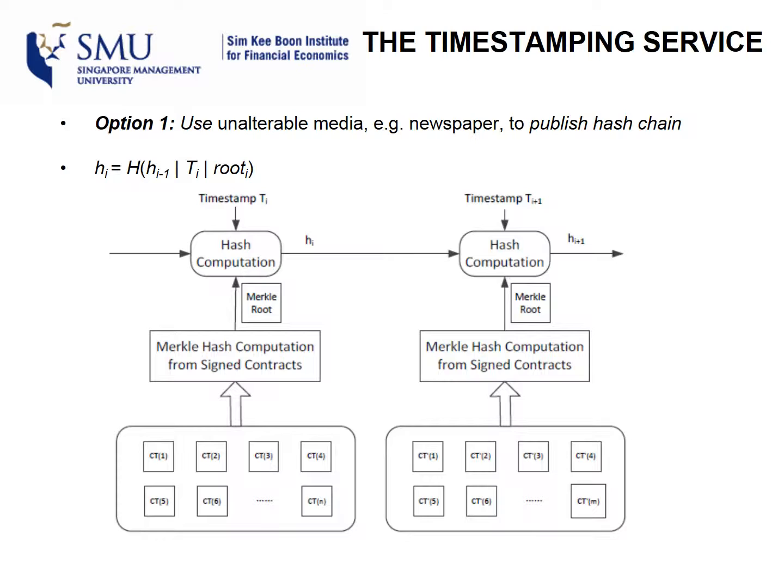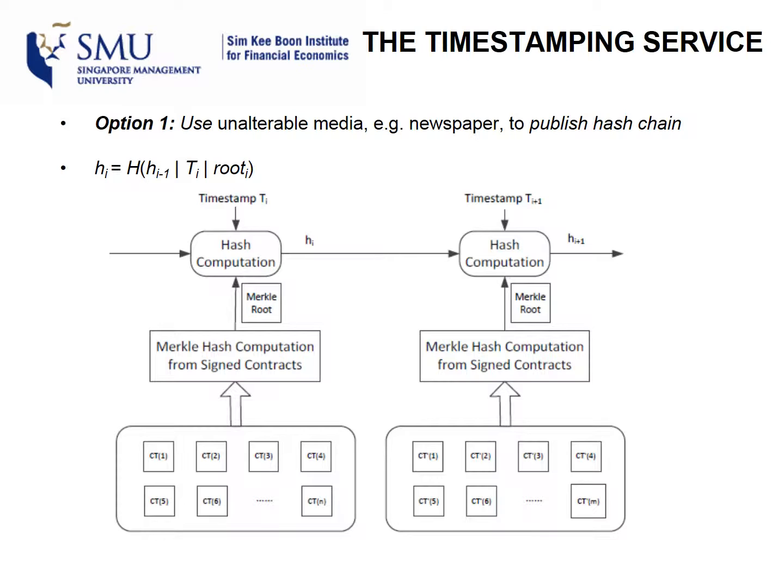We divide the time into fixed intervals. In each interval, there will be a set of contracts that want to be timestamped. From these contracts, we calculate a macro root, and then the hash chain value is calculated as follows: Hi is equal to the hash of the previous hash value, the current timestamp Ti, and the macro root. By doing this, there will be a hash chain.